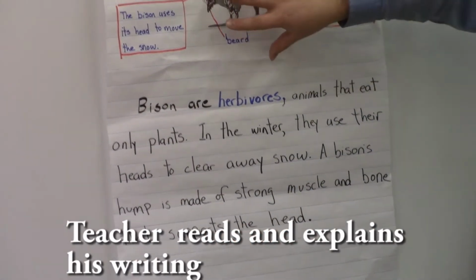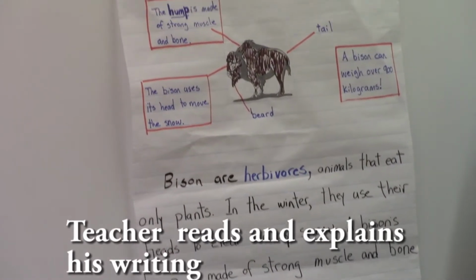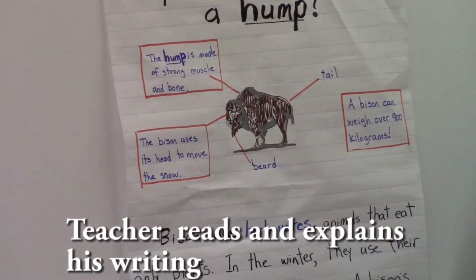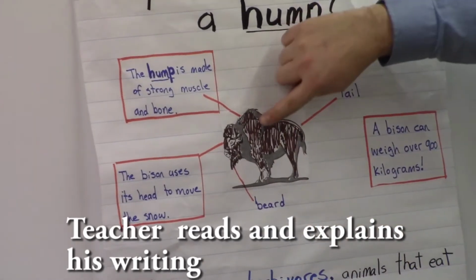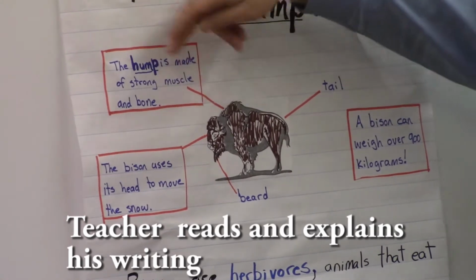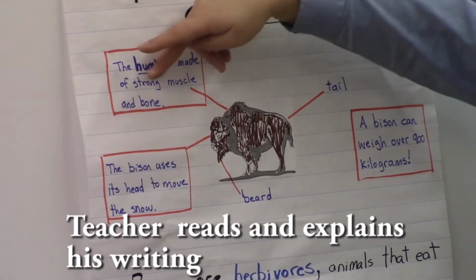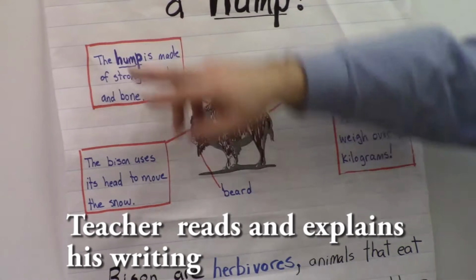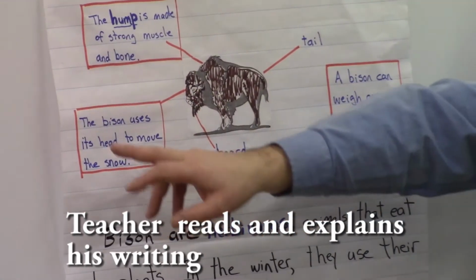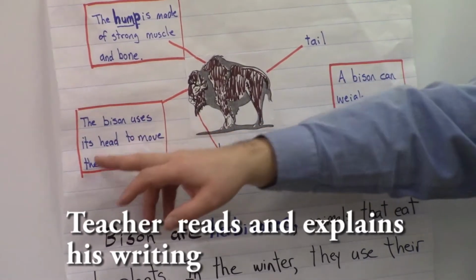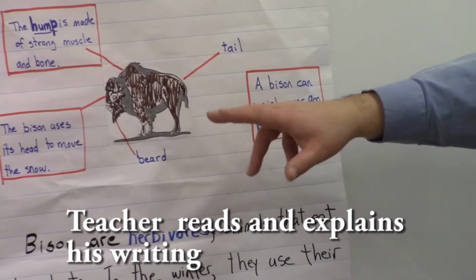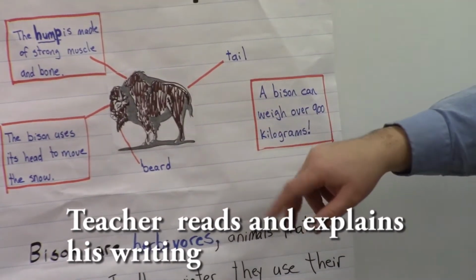And then I decided that I wanted, just like this author did in the middle, to give a diagram of a bison so that you could learn a little bit more. So I've put a few things in some text boxes here. Up here I said, the hump is made of strong muscle and bone. And I made another text box pointing to the head, and I wrote in my text box, the bison uses its head to move the snow. And then I wanted to label just a couple of other important features on this bison.